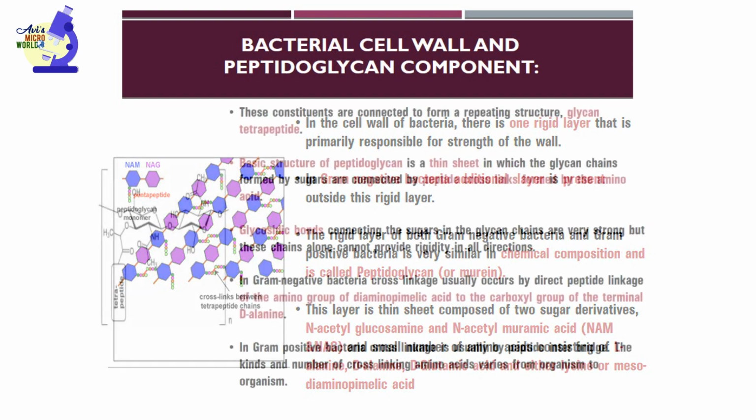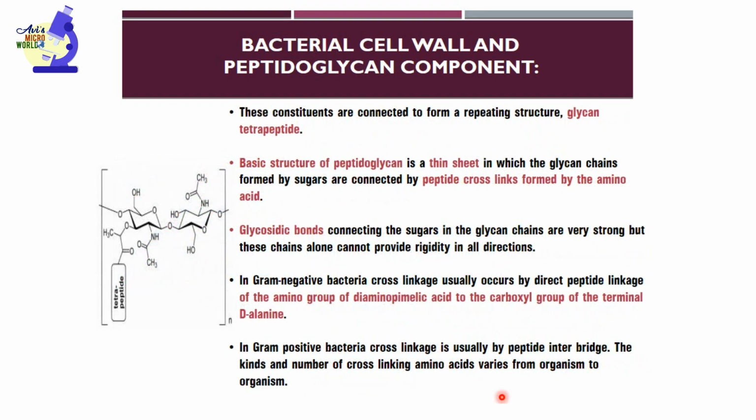These constituents are connected to form a repeating structure, glycan tetrapeptide. The basic structure of peptidoglycan is a thin sheet in which the glycan chains formed by sugars are connected by peptide crosslinks formed by the amino acids. Glycosidic bonds connecting the sugars in the glycan chain are very strong, but these chains alone cannot provide rigidity in all directions.